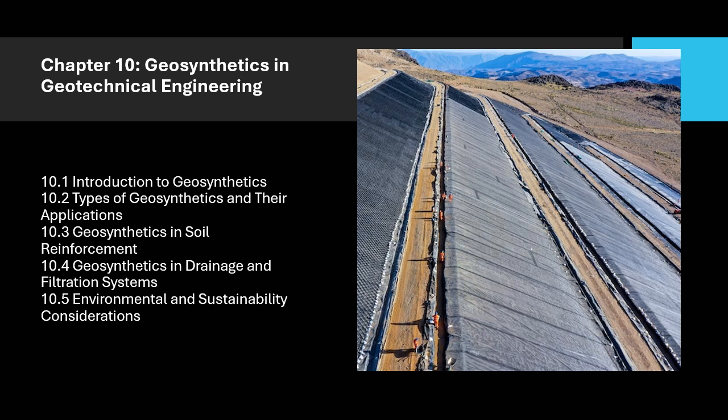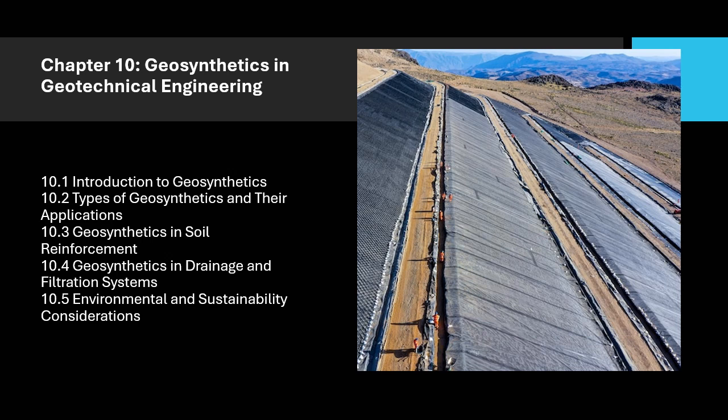2. Preventing soil erosion. In areas prone to erosion, geosynthetics such as geotextiles and geocells provide a protective layer over the soil, allowing water to pass through while preventing the loss of soil particles. This is particularly important for slopes, embankments, and riverbanks.